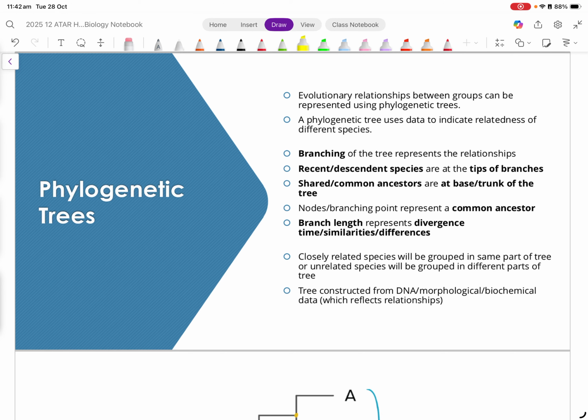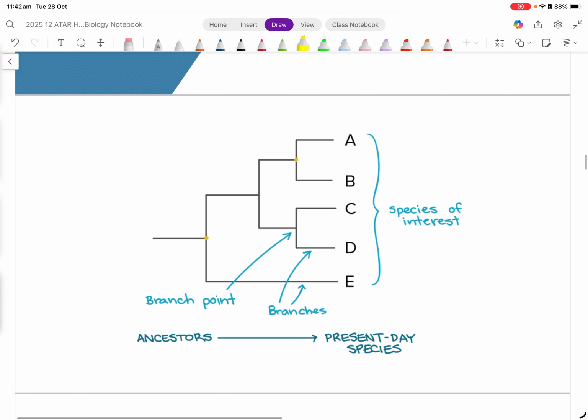So phylogenetic trees are a useful thing to be able to interpret in the WACE exam as of 2025. The WACE exam no longer requires you to draw phylogenetic trees, but you should be able to interpret them. So what is a phylogenetic tree? Well, let's start by looking at one, okay?